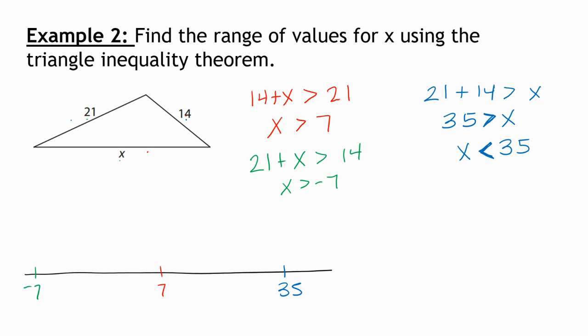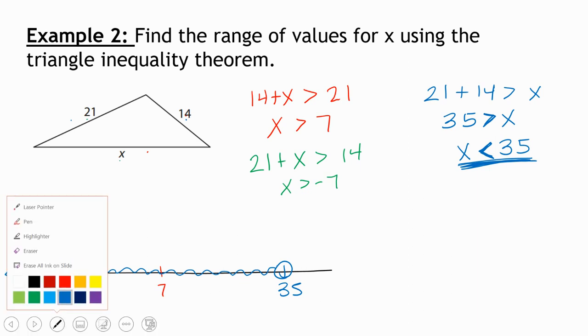Okay, so I'm going to start with, since I'm on blue, x is less than 35. So here I am at 35, and all numbers less than 35 will work for the blue. So I'm going to color in everything to the left. All these numbers go on forever to negative infinity. All of them to the left satisfy x is less than 35, right? Those are all less than 35.